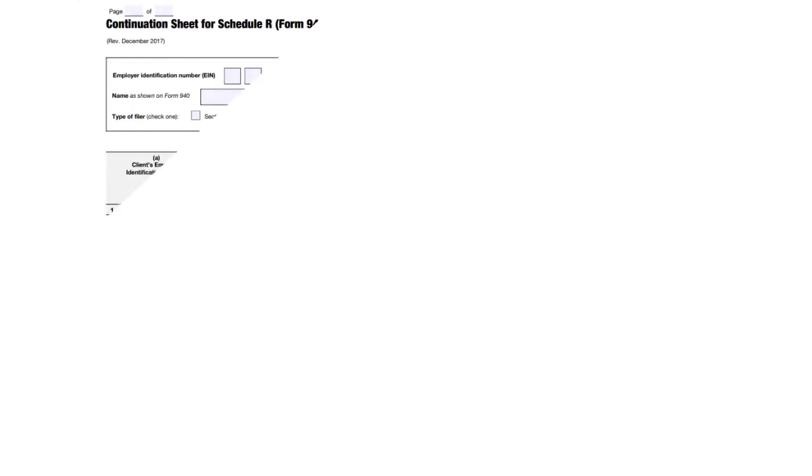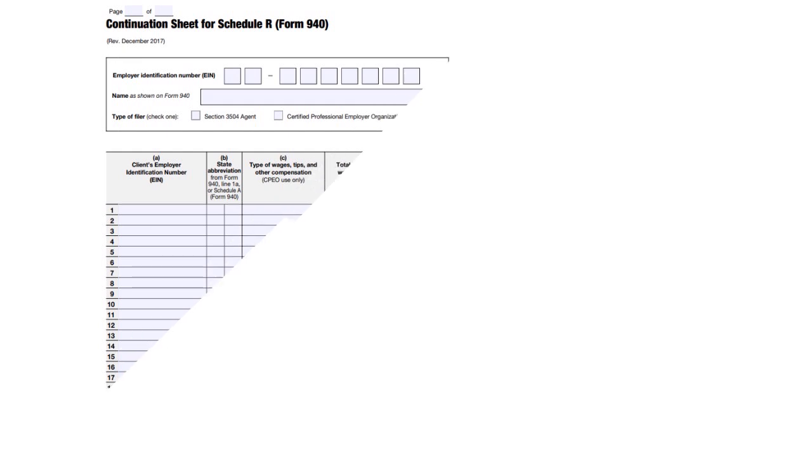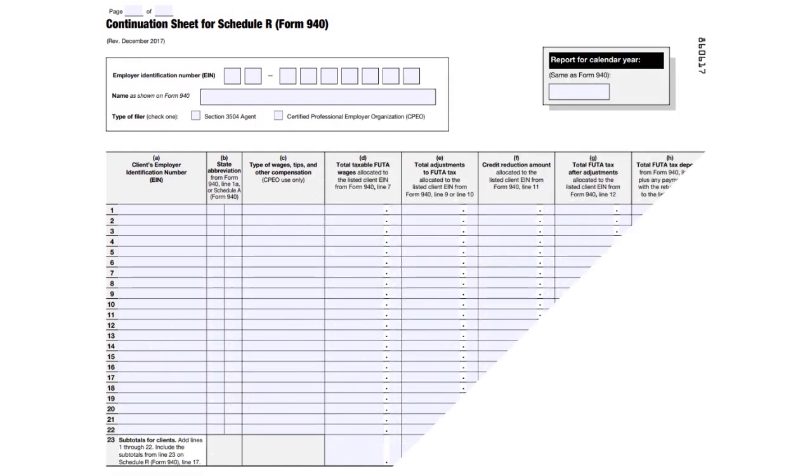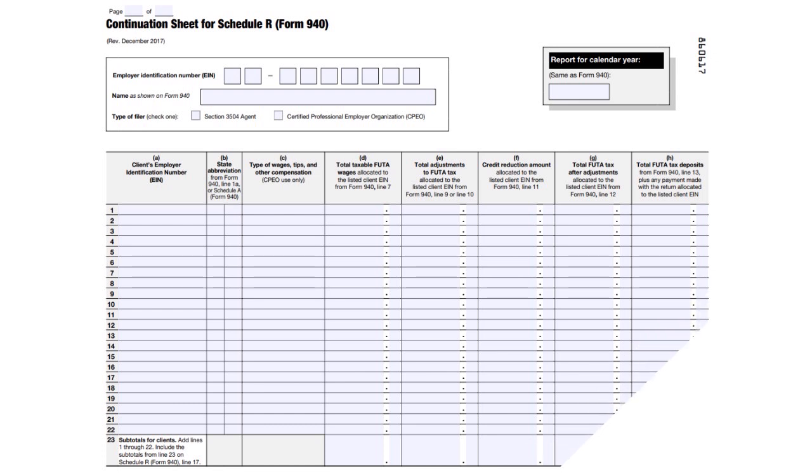The second screenshot I want to show you here is basically a continuation sheet for Schedule R Form 940. So what happens here is that you have to put, again, the EIN, the name, and also the type of filer. But most importantly here, you have to really dig a little deeper, especially in terms of the types of wages. So we're speaking about the types of income that you are, I would say, allocating to third parties.